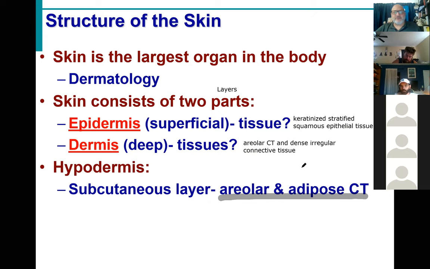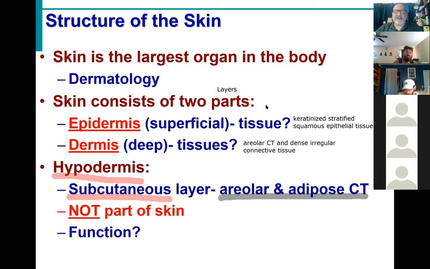But notice the names. This layer is what is referred to as the hypodermis. What does hypo mean? Under. So this is below the dermis. This layer is called subcutaneous. What does sub mean? Under. It is under the cutaneous membrane. If you are under the cutaneous membrane, can you be a part of the cutaneous membrane? No. That layer of areolar connective tissue and adipose is important for the function of the skin, but it is not a part of the skin. It helps to hold the skin in place. It attaches the skin to the muscles underneath, but it is not a part of the skin.